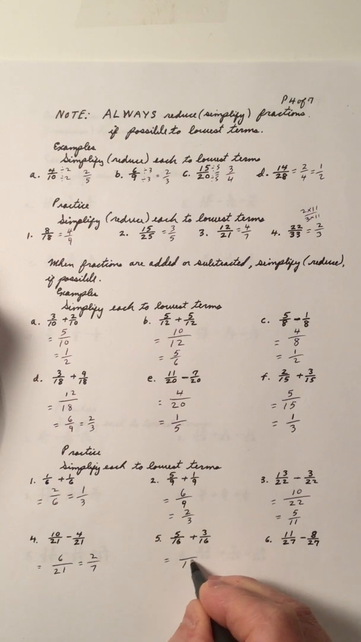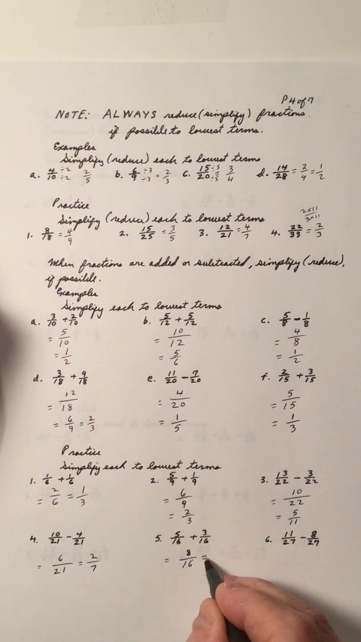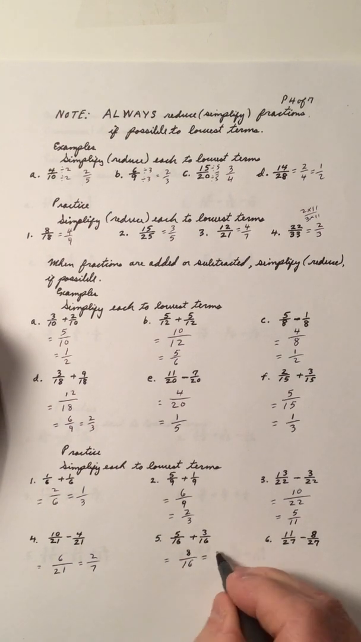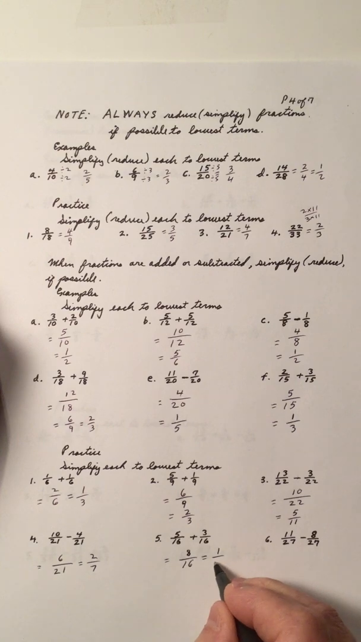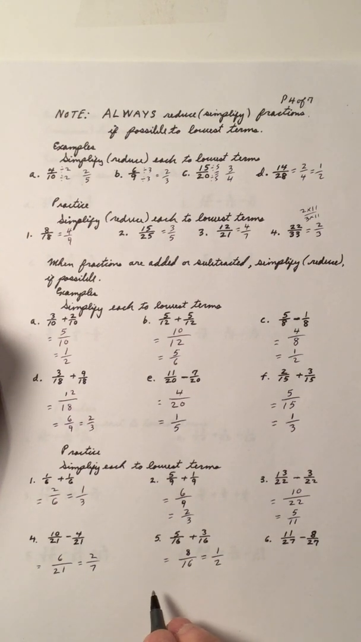Common denominator is 16, write it down. Add the numerators, I get 8. 5 and 3 make 8. Common factor here is 8. 8 into 8 goes once. 8 into 16 goes 2.